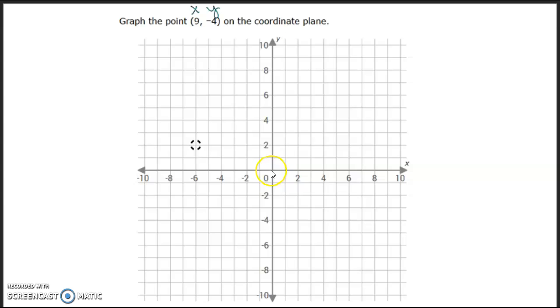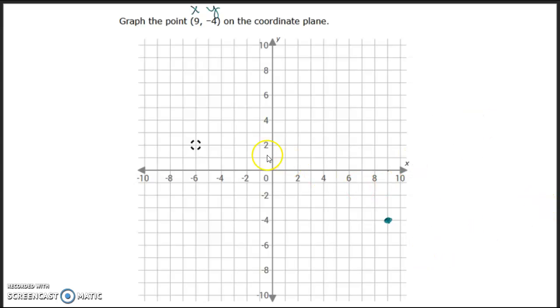Always begin in the middle. That means I need to go 9 to the right. So 1, 2, 3, 4, 5, 6, 7, 8, and 9. So now I'm here. But then it also says negative 4. Well, I know y values that are negative go downward. So from where I'm starting, I'm going to go down 4. 1, 2, 3, and 4, and I put a dot. And that's it. Pretty simple.